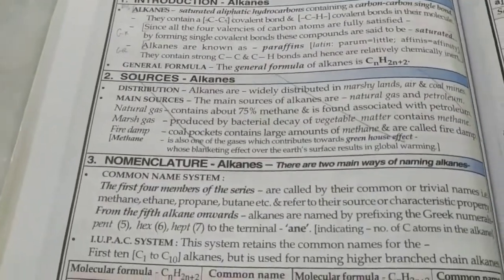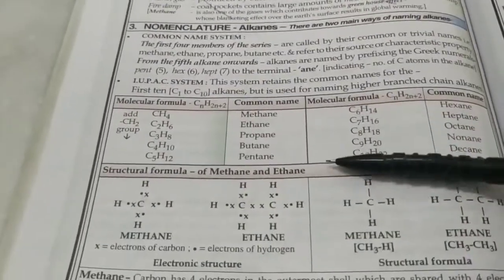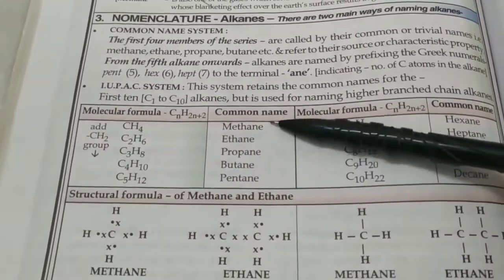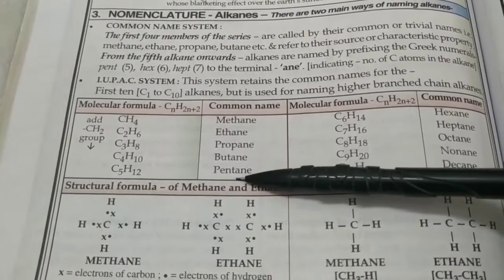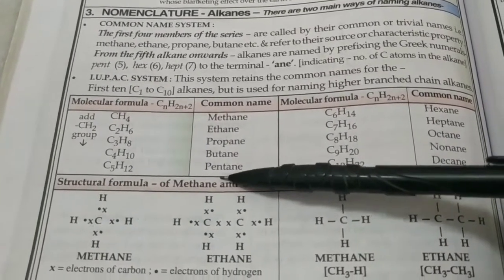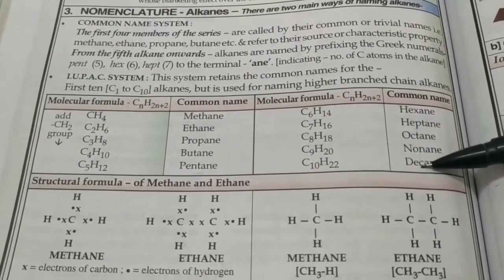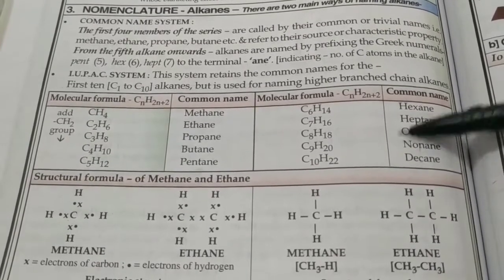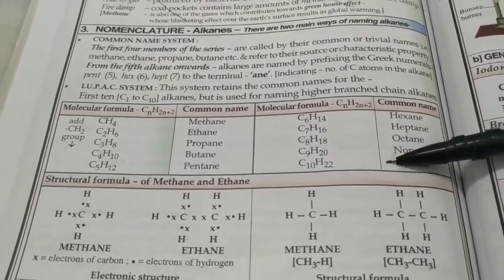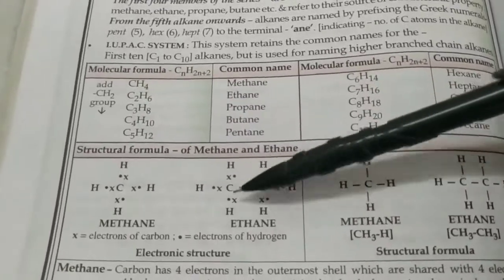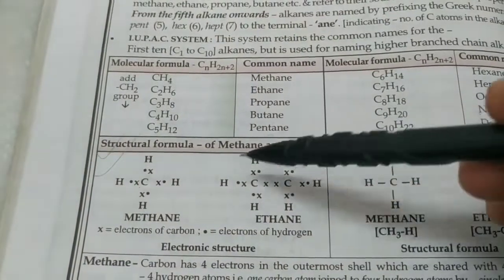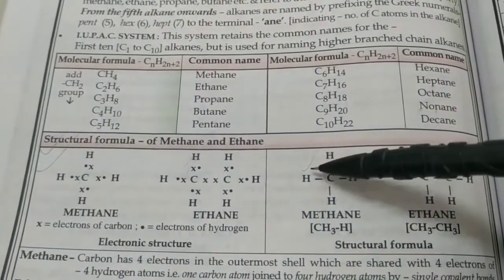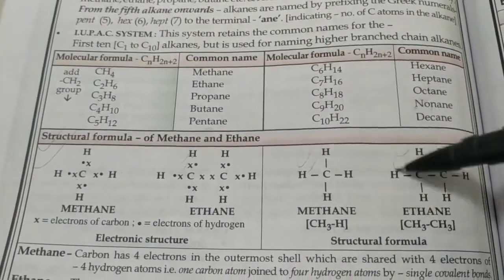Sources is not important. Nomenclature, we've already studied that the first 4 names are the same as the common names: methane, ethane, propane, butane. Then IUPAC used mathematical language, calling them pentane, hexane, heptane, etc. However, they may have some isomers, and then the naming will be different. This is how we draw the cross and dot structure. So you need to practice these cross and dot structures, and also the molecular formula and structural formula.